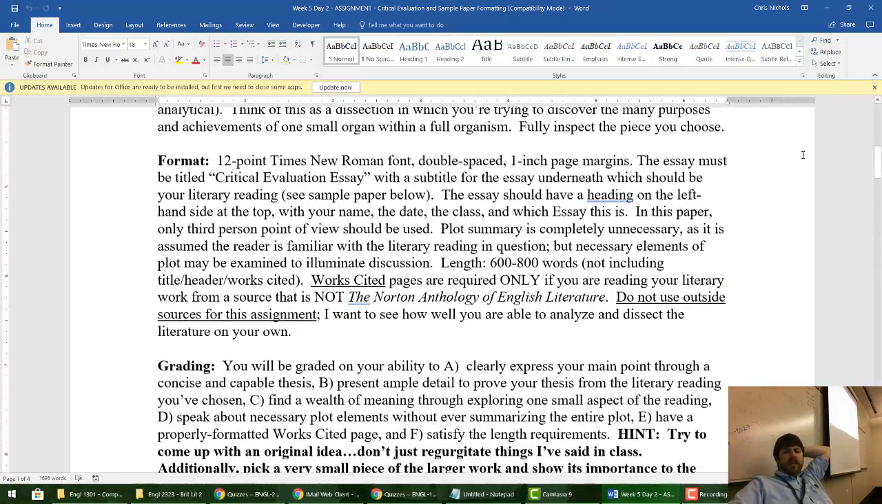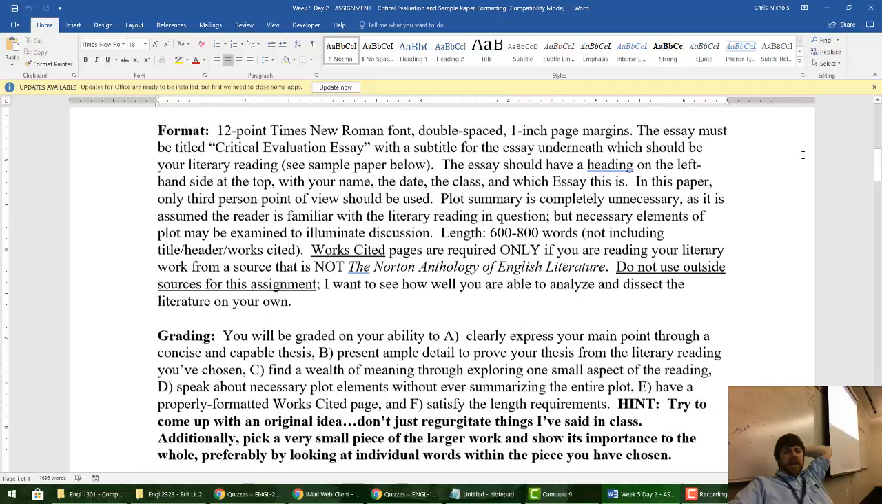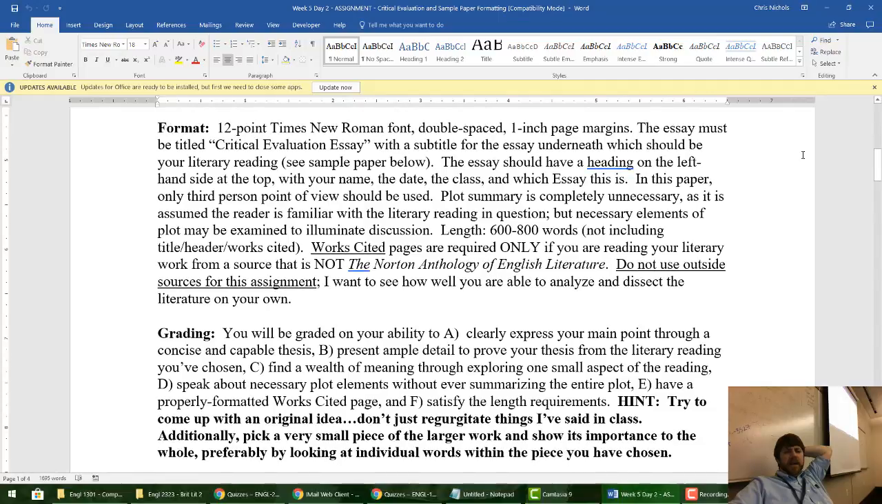Now the format's just like before. It's 600 to 800 words, but papers for this assignment tend to run better near the 800 mark in terms of quality, just FYI. No need to summarize the plot, but you can give a brief plot summary, I'm talking brief, like 3 to 4 lines in the introduction to set up your sentence or your phrase. No need for a works cited page unless you're using some source that's not the Norton Anthology of English Literature.